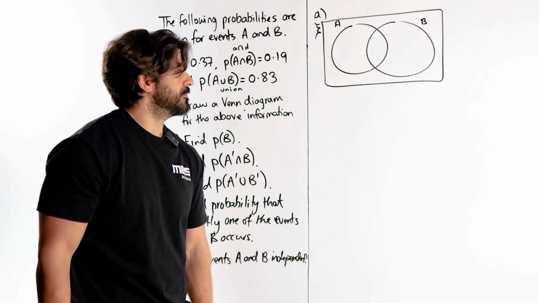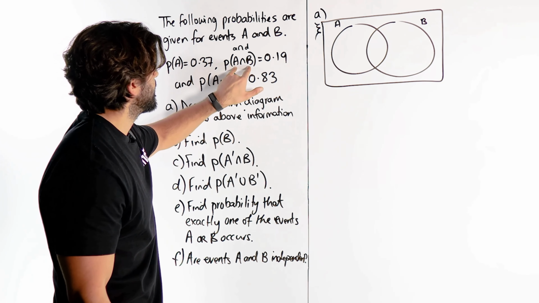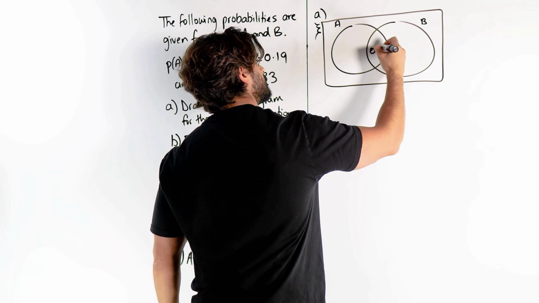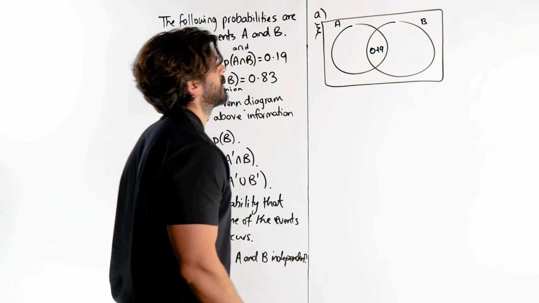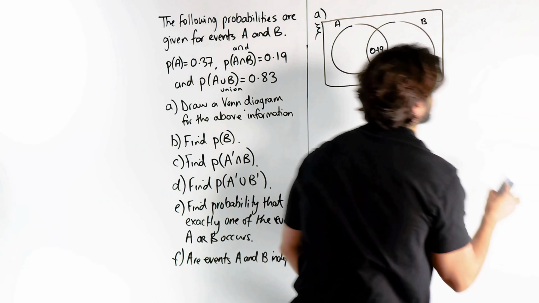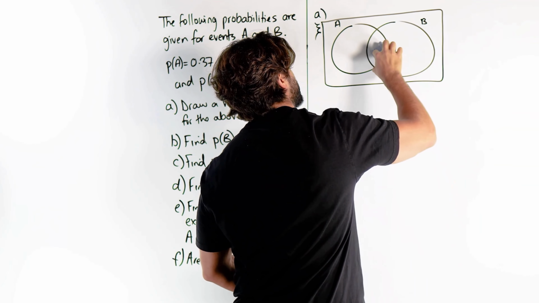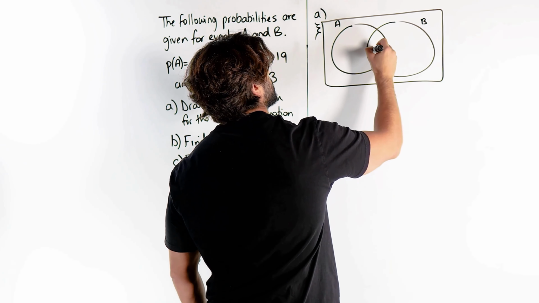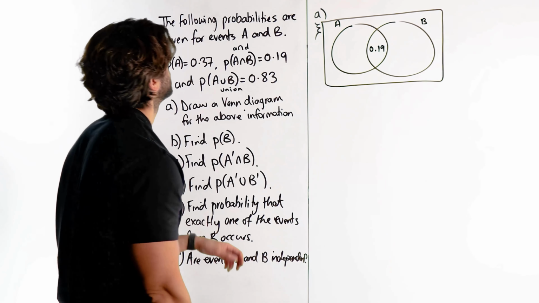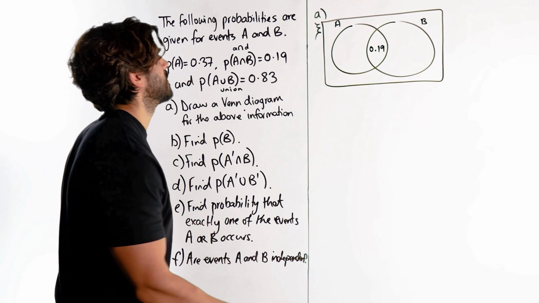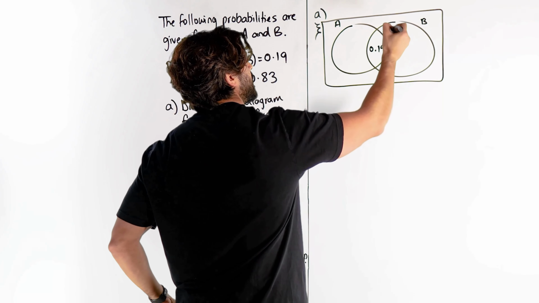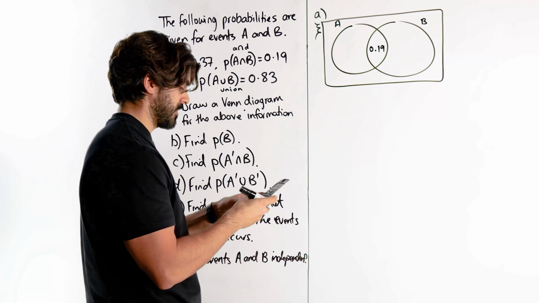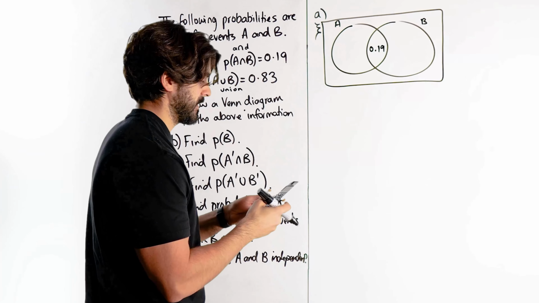All right, so we have that. Always start off in the middle. A and B. A together with B. A and B is 0.19. 0.19. All right. That's dealt with. The probability of A is 0.37. That's this. We already have the intersection here, so we subtract. 0.37 minus 0.19 is 0.18.